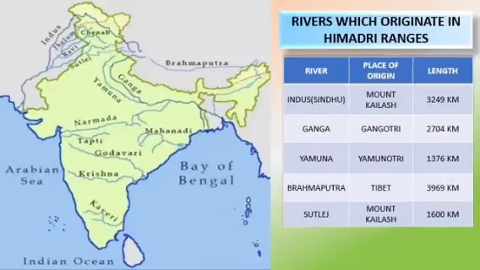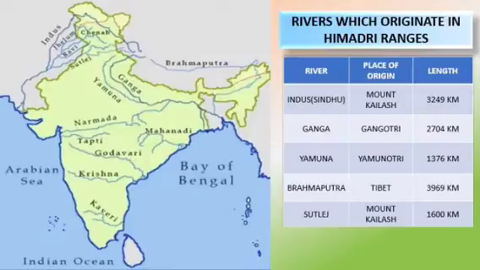River Ganga is the most important river which feeds the entire northern plain region. River Ganga originates from Gangotri Glacier and its length is 2,704 kilometers. Yamuna River originates in Yamunotri and flows for about 1,376 kilometers and joins River Ganga at Allahabad.